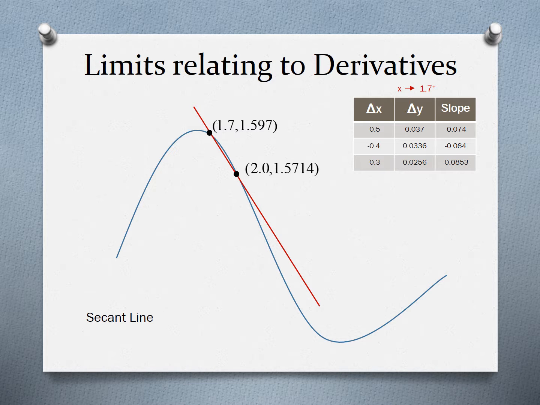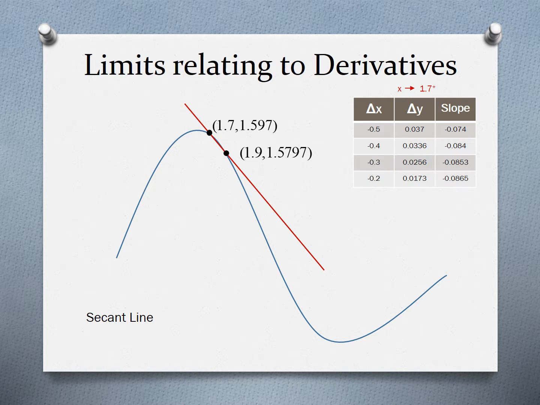And if I shift even a little bit further, notice what's happening. I'm getting closer and closer and closer. Now my slopes aren't really changing that much. The change is starting to sort of fall off, level out, and I can continue to get closer and closer to my original point.